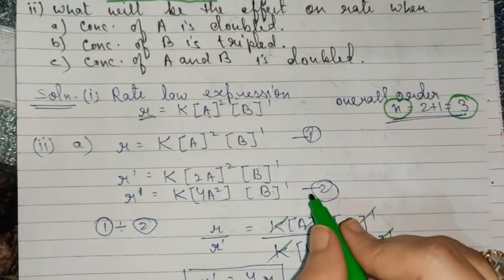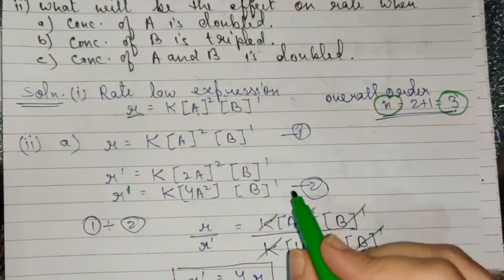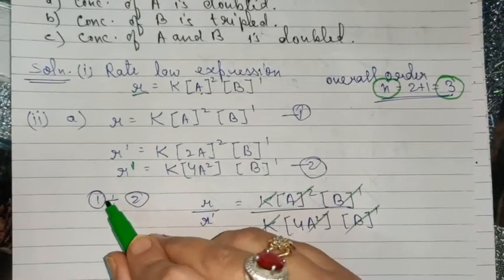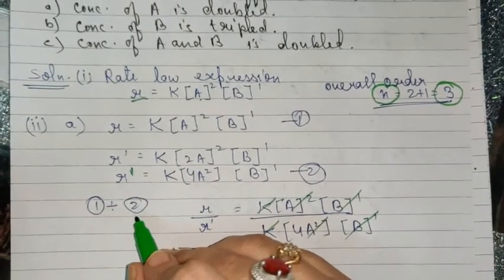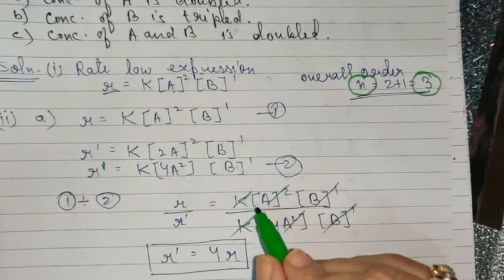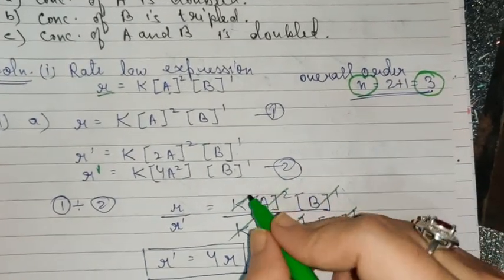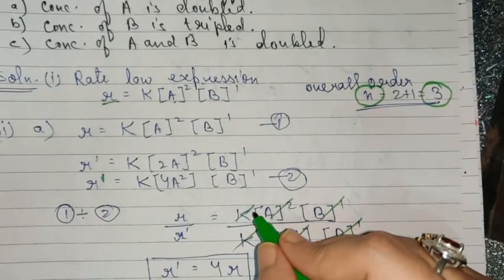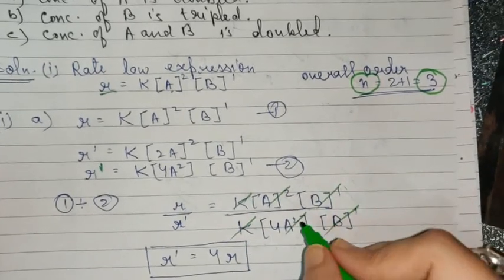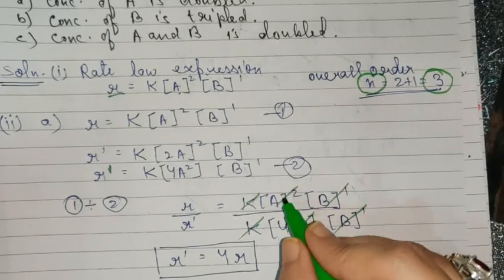Now how can you find out the change in the rate of reaction? In this case, you need to utilize your brain. You will be dividing equation 1 by 2 as I have done here. You can see here I have divided equation 1 by 2, and on dividing you will get this expression. Now the common numerator and denominator will get cancelled off, like K will get cancelled off with K, A square will get cancelled off with A square, and similarly B. So you are left with 1 by 4.